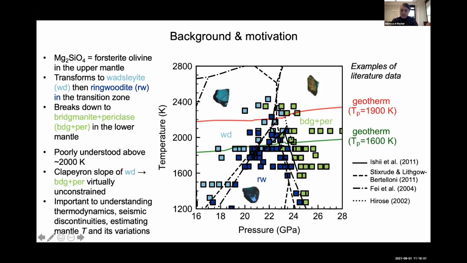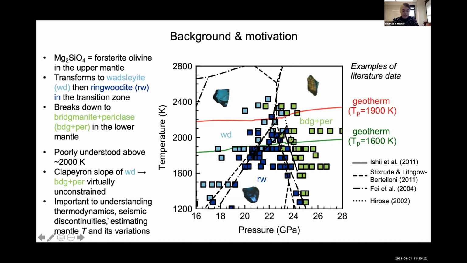And if we look, say, a few hundred degrees hotter, there's fewer data. The data don't agree with each other as well. There should be a phase boundary from wadsleyite to bridgemanite plus periclase at high temperatures, but the slope of that transition is virtually completely unconstrained.